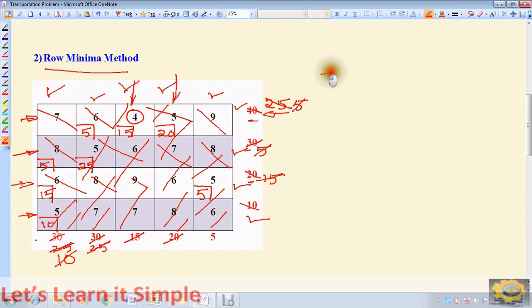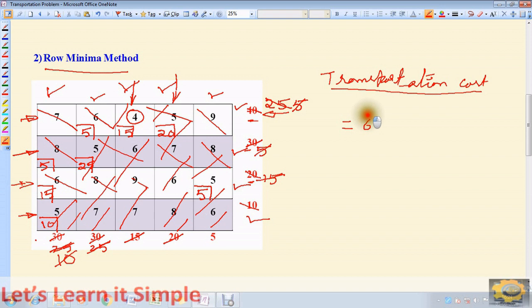Now the transportation cost by this method. 6 is the cost, the number of allocations is 5, that is here 6 into 5. Next is 4 into 15. Next we have 5 into 20, this one.